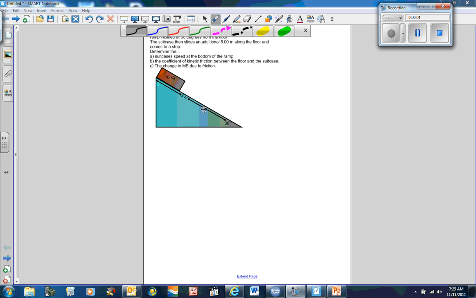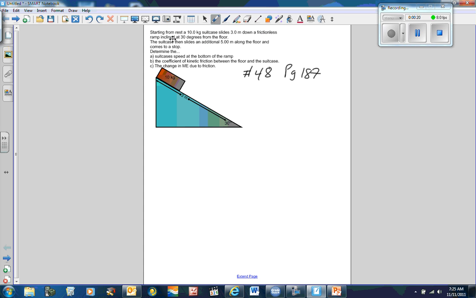This is number 48 on page 187. And it tells us that there's a suitcase starting from rest.